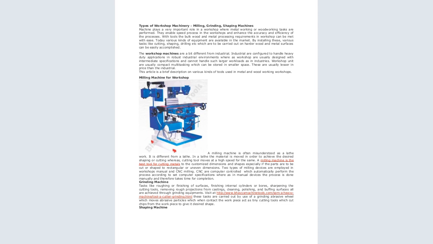So when we talk about workshop machinery, what do we mean? When we are in a workshop, we have different types of machines that do different things. The main things done by machines in the workshop are milling, which is the same as grinding, then shaping of machines.